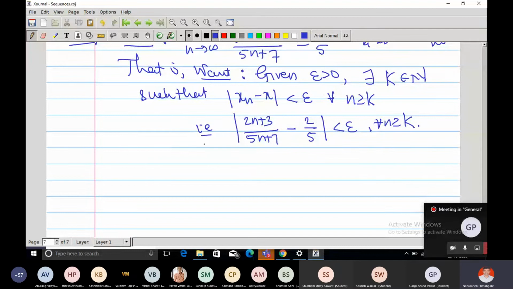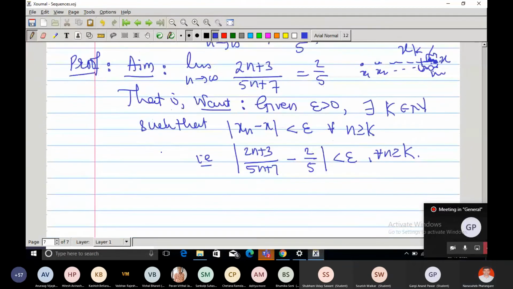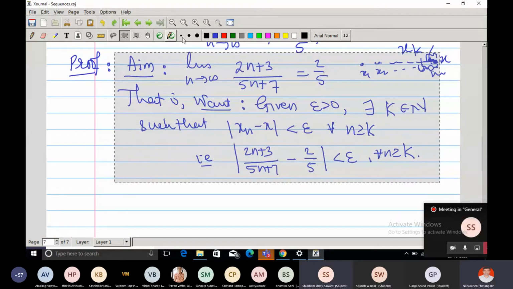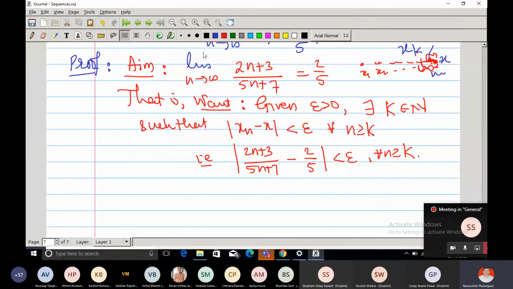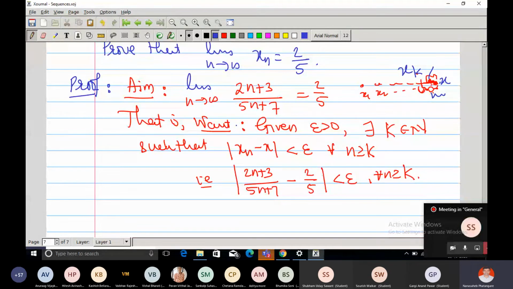So this is what we want. How to start the process now? This is the aim. First, we'll solve the mod. Yes, means what? You are right, but how does your job start?